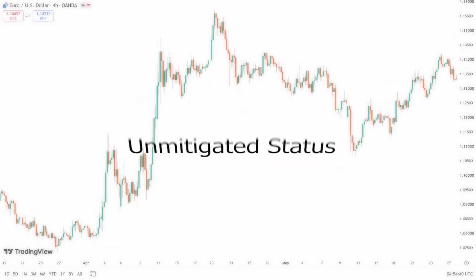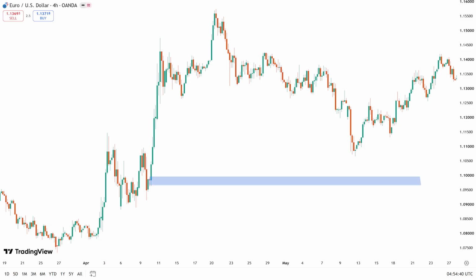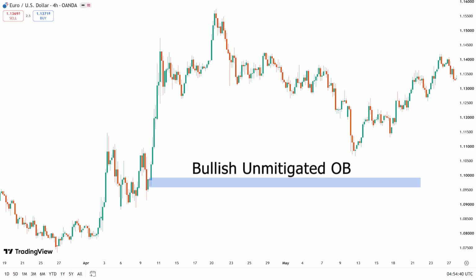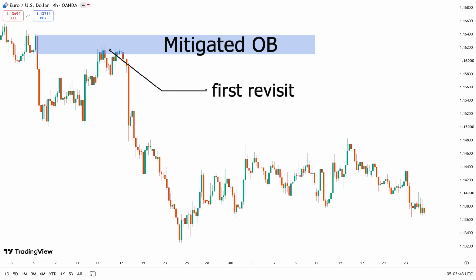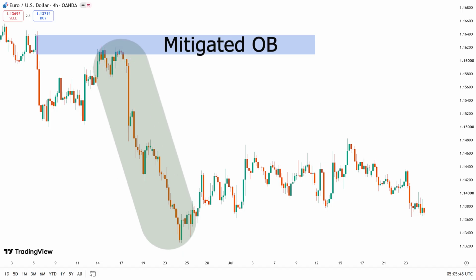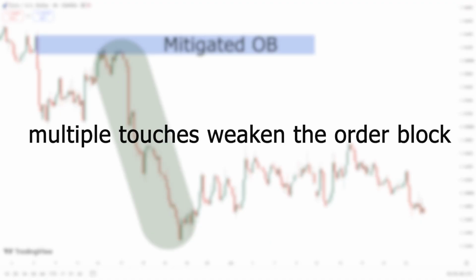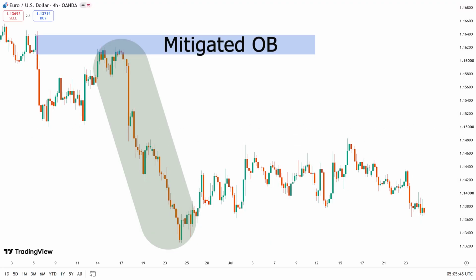Unmitigated status. One of the strongest characteristics of a valid order block is that it remains unmitigated. After price leaves the order block, it should not immediately return to retest that zone. The first revisit is typically considered the highest probability opportunity because the original institutional orders are more likely to remain unfilled. As price reacts to the order block for the very first time, the chances of a strong response are generally much higher. With every additional retest, however, more of those resting orders are absorbed, reducing the zone's strength and increasing the likelihood that it will eventually fail.